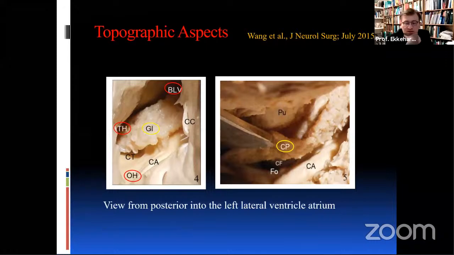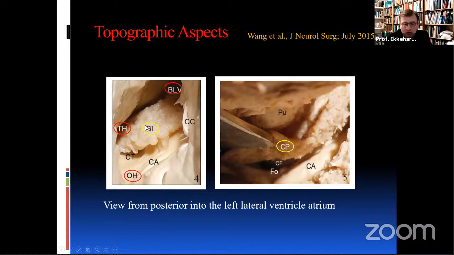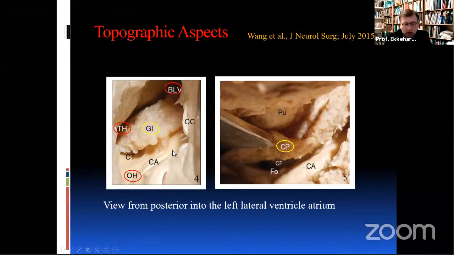Know your topography. So this is a view into the left-sided posterior lateral ventricle. If you look from the occipital horn, the glomus of the choroid plexus sits in the middle. The thalamus is deep to the left. The body of the lateral ventricle is superior. The corpus callosum is medially. The Ammon's horn and hippocampal formation is coming inferiorly, and the occipital horn is towards you.